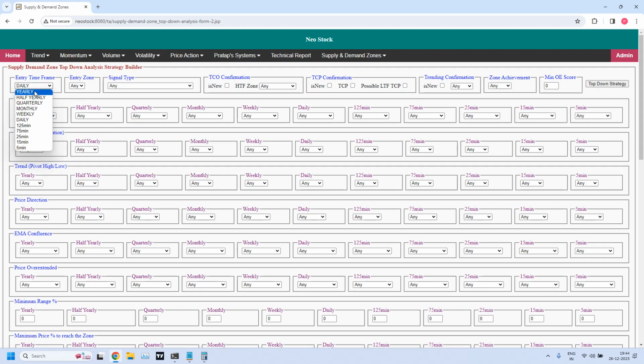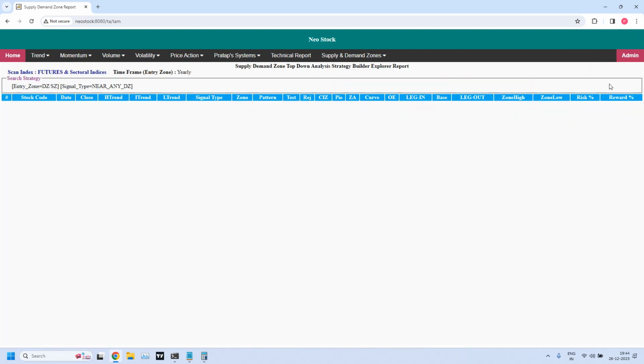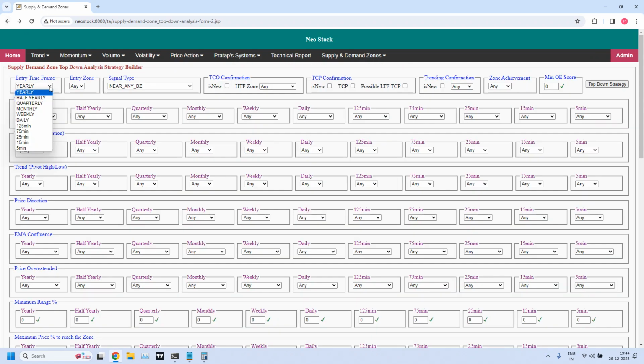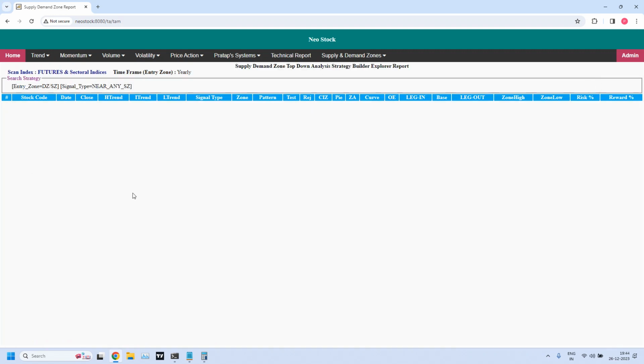So starting from yearly, we will go up to 5 minutes time frame, one by one. Stocks near demand and supply zones. So yearly time frame, let us find the stocks near demand zone, yearly demand zone. Mostly you won't get. Even yearly supply zones, stocks near supply zones, mostly you may not find.